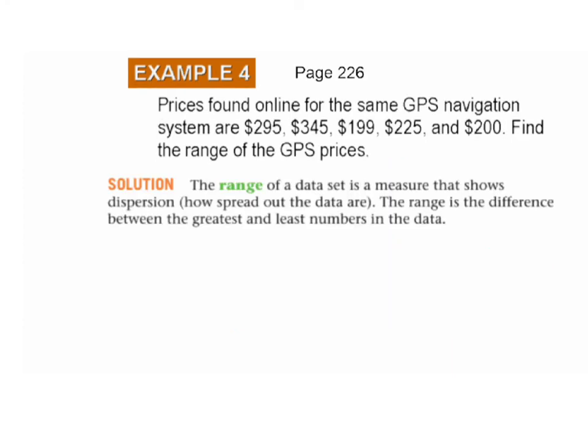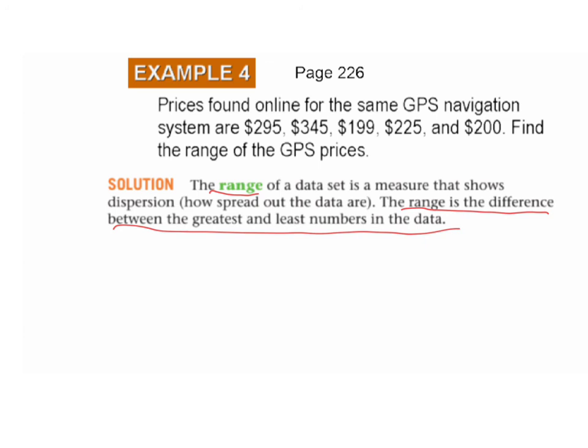Here's example 4. It's on page 226. It says prices found online for the same GPS navigation system are $295, $345, $199, $225, and $200. Find the range of GPS prices. So here's a definition of range for us. It shows the spread of the data, and it's basically the biggest number minus the smallest number. It says the range is the difference between the greatest and the least number in the data.